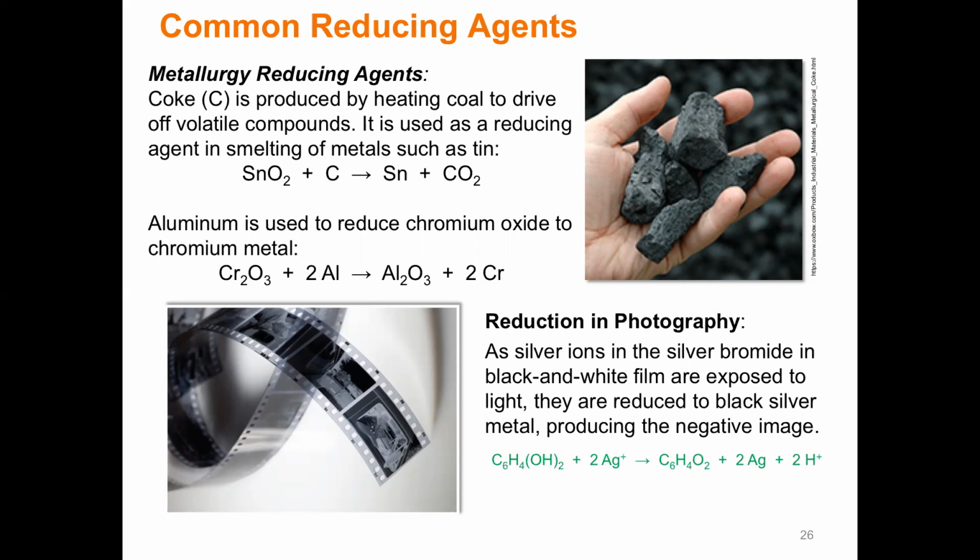In photography, I know we don't do this as much as it used to be, but when you had your film, parts that weren't exposed to light would be darker and it would deposit the silver solid. So silver ions in silver bromide are also really good as reducing agents. So, reduction in photography: the silver ions in the silver bromide of black and white film exposed to light are reduced back to silver metal. All right, so silver bromide.